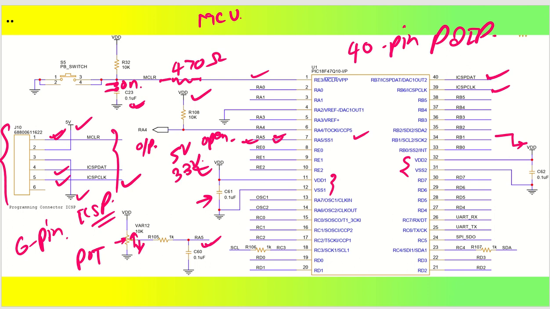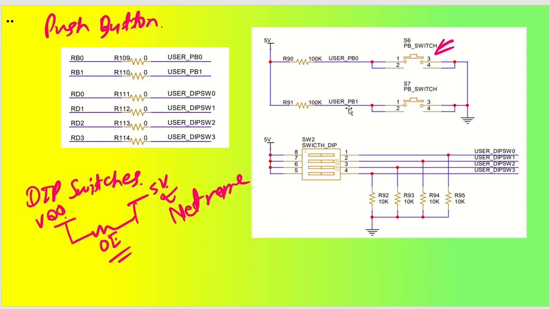Similar to that, the other push button is also there, user PB1, which is going to RB1. Got it. I have already explained this user push button and dip switches in our previous videos as well, so this is very easy. Sometimes you have to set some of the pins, let's say user dip switch 0, 1, 2, 3 to some values, let's say 0, 0, 0, 0 or 0, 0, 1, 0, something like that. Any settings you want to do.